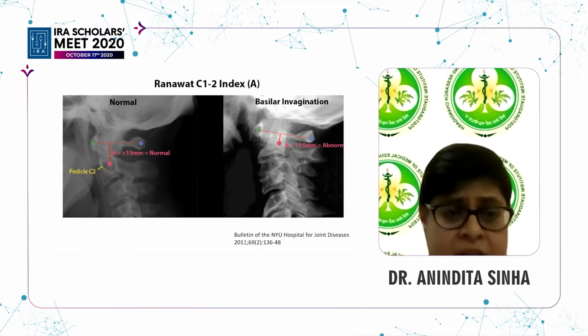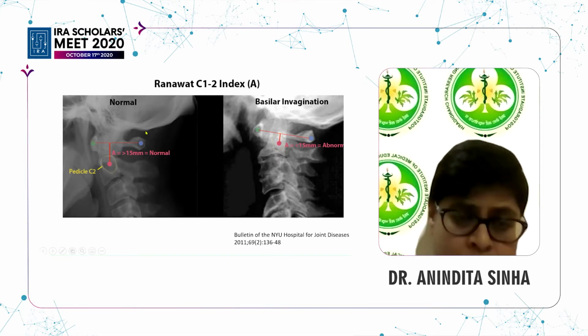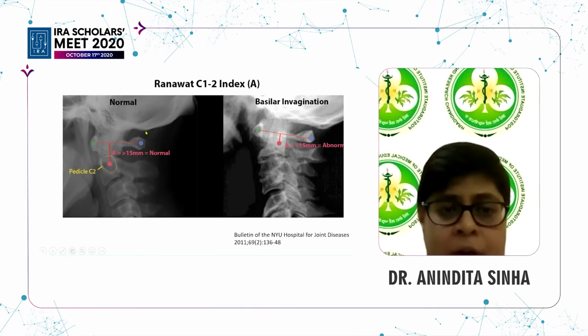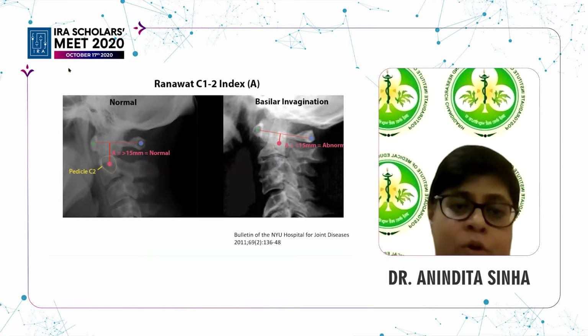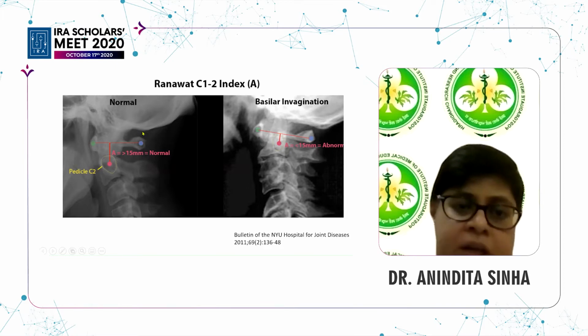Now, there are lots of measurements to find out whether there is any basilar invagination, which occurs in patients with long-standing GI or rheumatoid arthritis. But most of these are hampered because the measurements are taken towards the bottom of the skull, and if the skull is not properly positioned, you will not be able to see the opisthion or the lower portion of the base of the skull properly to make these measurements.